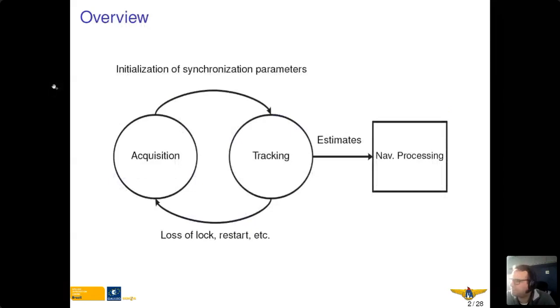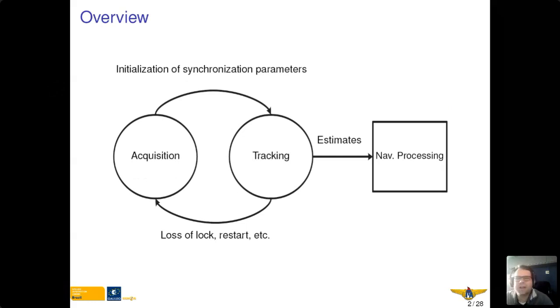This is an overview of the general receiver signal processing. Very basic. In principle we have two states. One is acquisition, one is tracking. Acquisition is the rough estimate of the parameters, the initialization of synchronization parameters, and this will initialize the tracking.